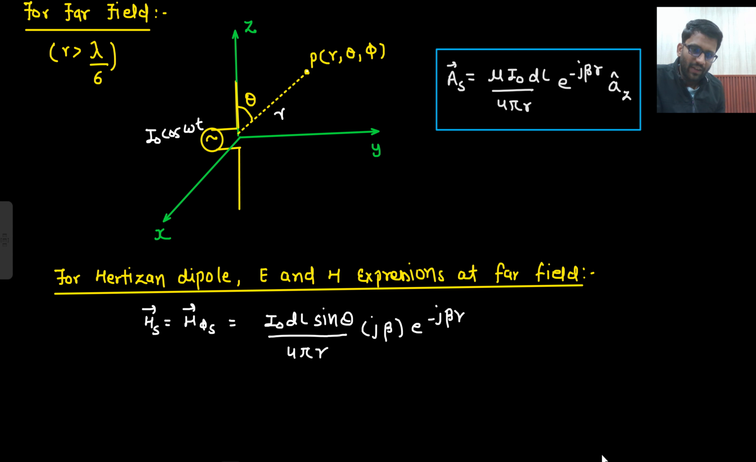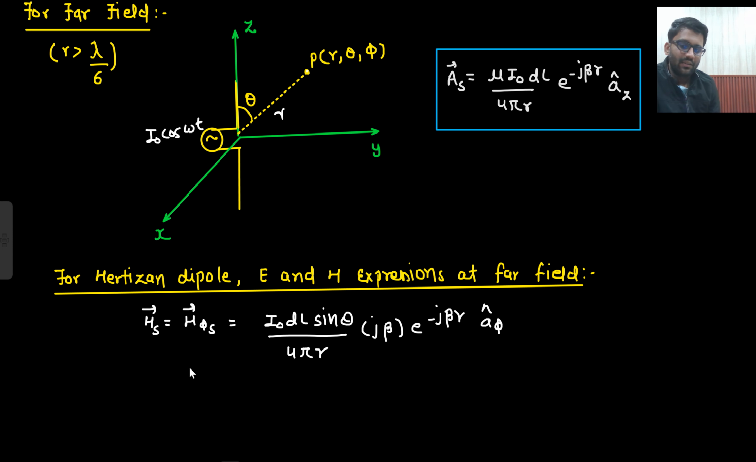cap. Why a phi cap? Because this is the component which is in phi direction, so a phi cap. So anyway you need to remember it. If you make any trick or anyhow, you need to keep it in mind. You will never forget this e to the power minus j beta r, because what does this represent? This represents that radiation is in r direction. The radiation is in r direction and your magnetic field is dancing in phi direction.